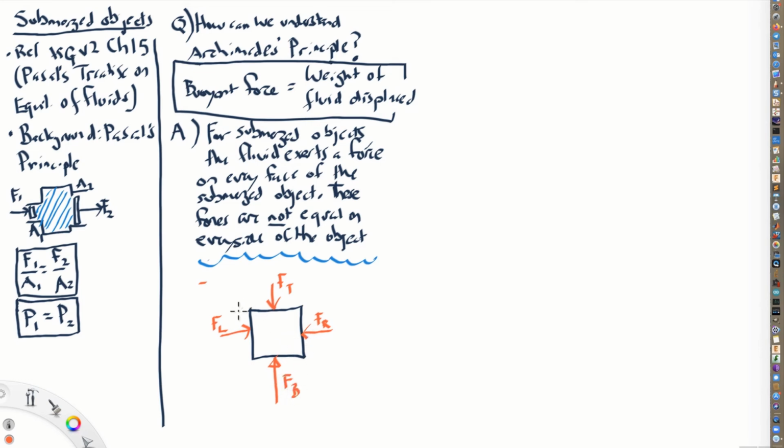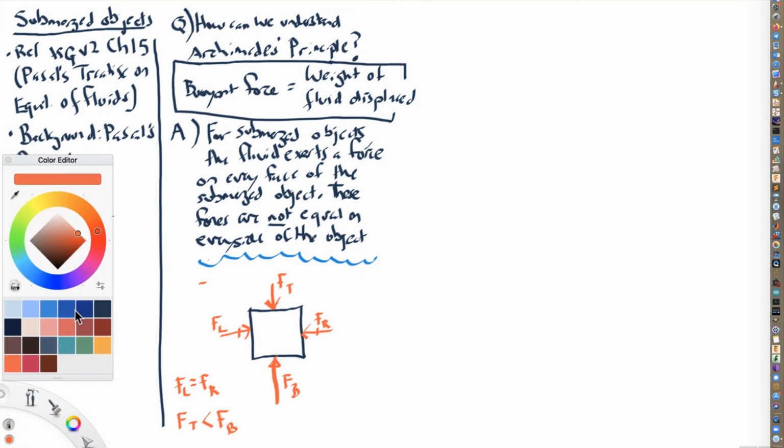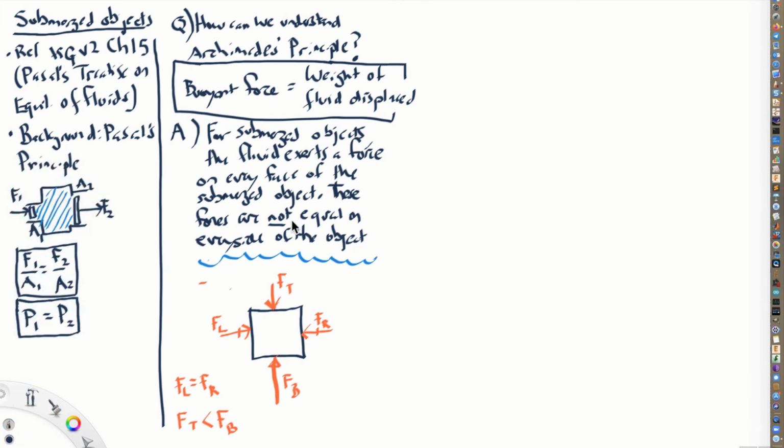Okay, and the idea is that the forces on the left and on the right are going to be equal to one another. The force on the left is equal to the force on the right. So these are, in a sense, balancing each other right here. But, and here's the critical point, the force on the top of the object is going to be less than the force acting on the bottom of the object. In other words, this force right here is larger than this force right here. Now, that is critically important, that there's an unbalanced force on this object. So why is this important?